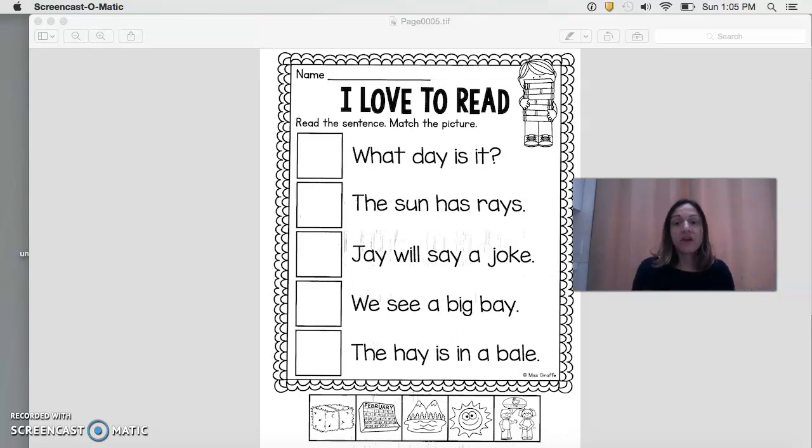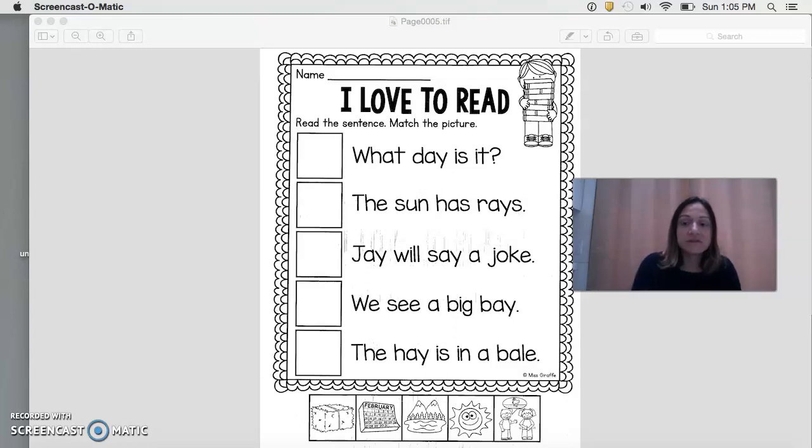Now, boys and girls, you have some sentences on your screen. Write down your sentences, read them, and if you see a word with A-Y, I want you to code it. I want you to put a line under your vowel team A-Y and write two V's underneath your line.